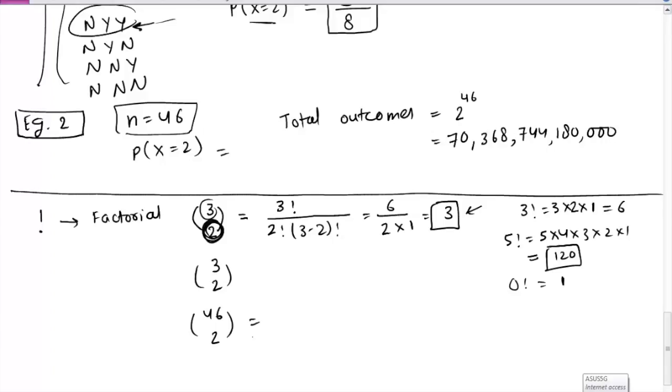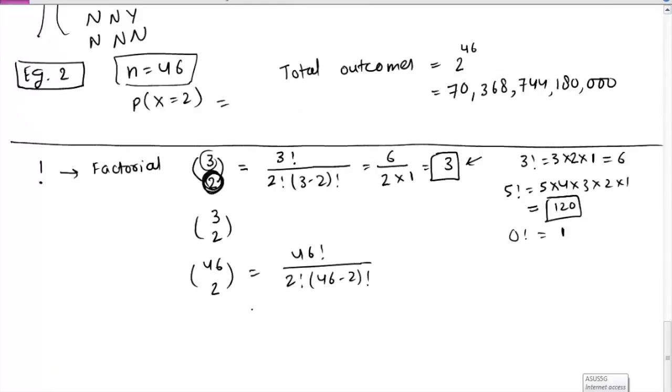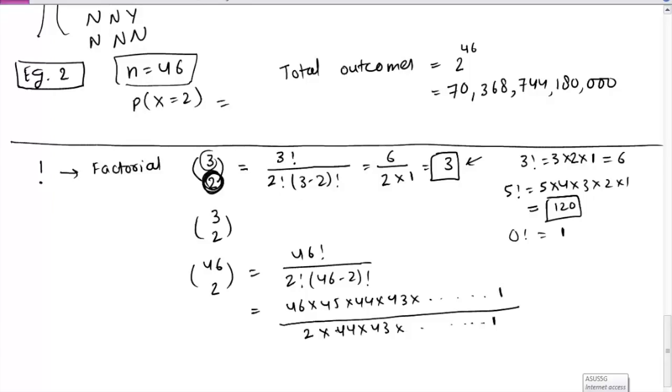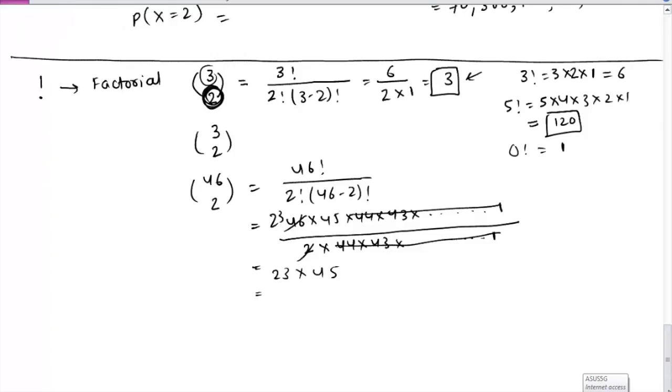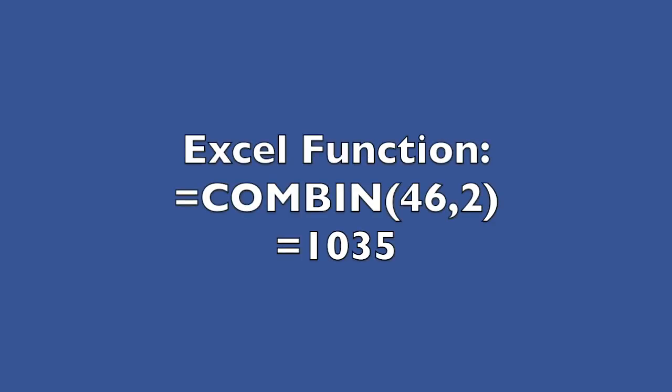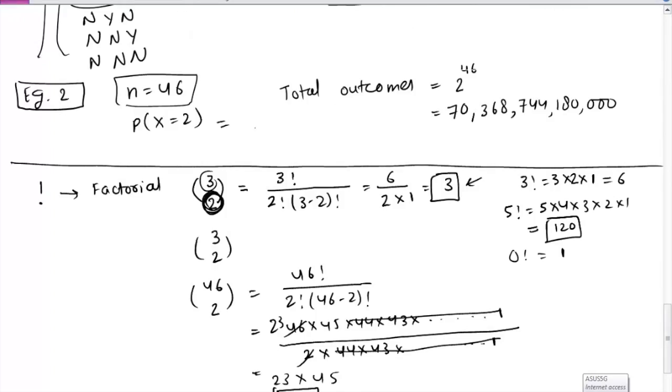First we have to find this out. This will be the new numerator. So you have 46 factorial divided by 2 factorial times (46 minus 2) factorial. Now if you simplify, this probability becomes 1035 divided by 2 to the power of 46. It's a very small number, but at least we can calculate.